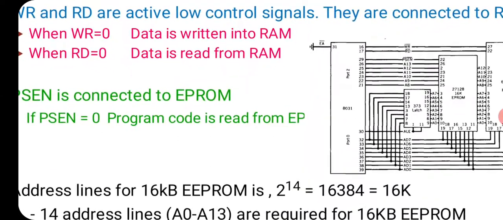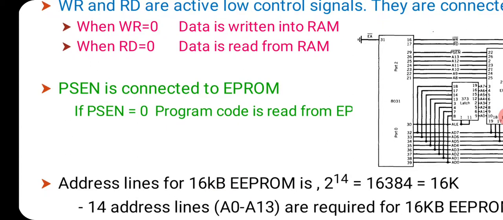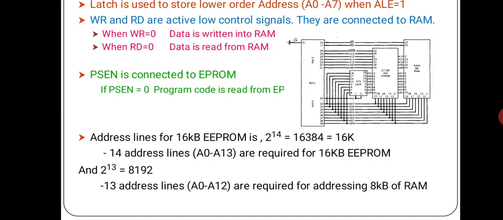Then we have PSEN. PSEN is connected to your ROM memory. If PSEN is equal to 0, then the program code is read from the ROM memory. Whatever program is written into ROM memory will be read by the microcontroller if PSEN is equal to 0. Understood? If PSEN is equal to 0, the program stored in the external ROM memory will be read by the 8051 microcontroller.